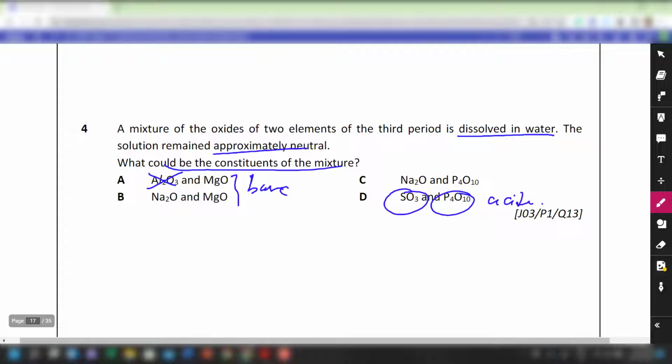So the only option left is C, which makes sense because phosphorus 5 oxide hydrolyzes to give phosphoric acid, and Na2O hydrolyzes to give sodium hydroxide. So eventually, if the amounts are similar, I would expect an approximately neutral solution. So option C will be the choice I'm going to make.